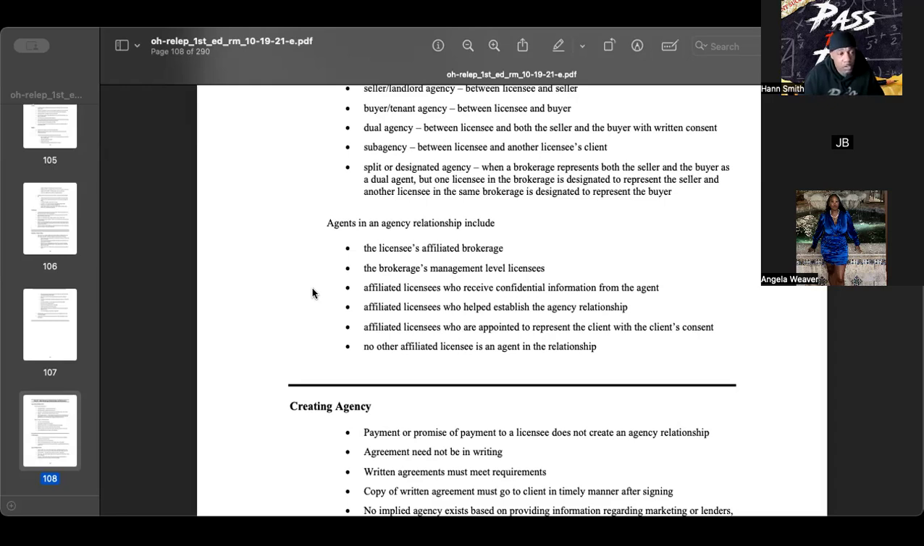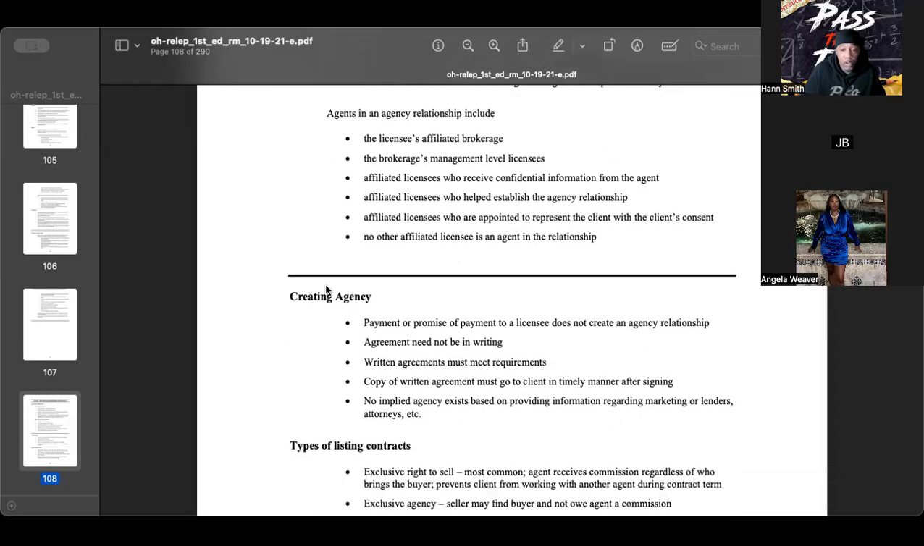The two things you need to remember are the two main important relationships that you're going to have 99% of the time: the relationship between you and your broker, and then also the relationship between you and the buyer or you and the seller. All right, which is a single agency relationship. That's a special or specific relationship, and you're hired to do one thing, which is sell a person's house or help somebody find a house to purchase.